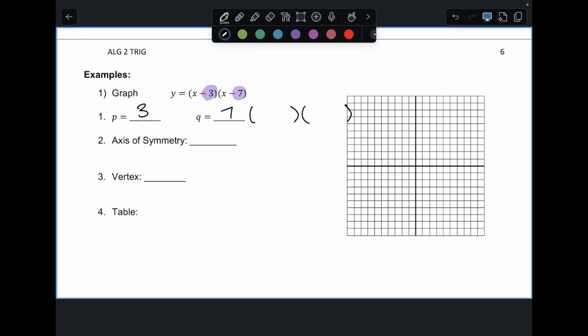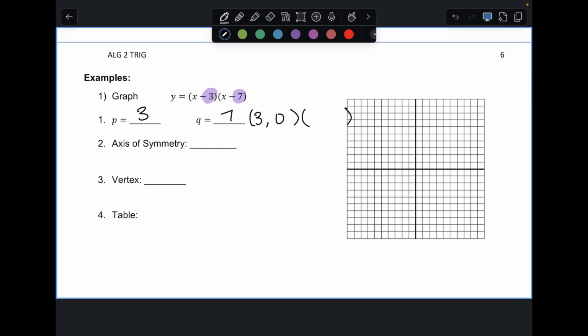What's one of them? If they're my x-intercepts, what's the y value at both of those? 0. Yeah, so I have 3, 0, and 7, 0. Immediately, I have those 2 points. So 3, 0, 7, 0.